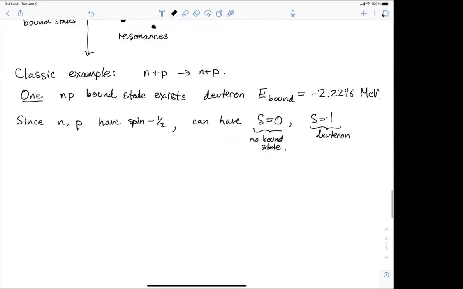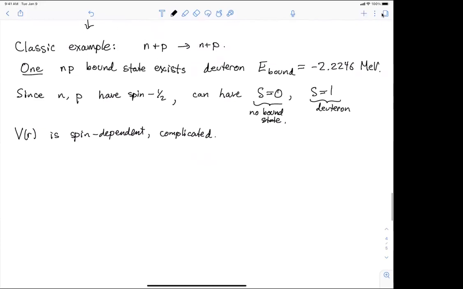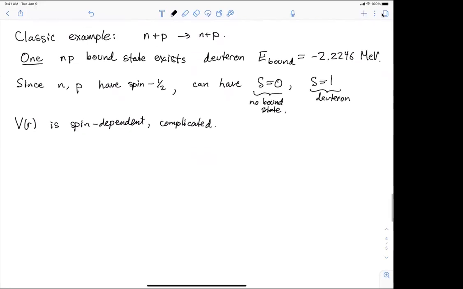One thing you learn from this is that the potential in neutron-proton scattering is spin dependent. Because if it wasn't spin dependent, then if you saw an s=1 bound state, you should also see an s=0 bound state. It's also kind of complicated, and we're not going to try to model it. You can do crude models of this potential, but it's really done by the strong nuclear force, and so it's quite complicated.